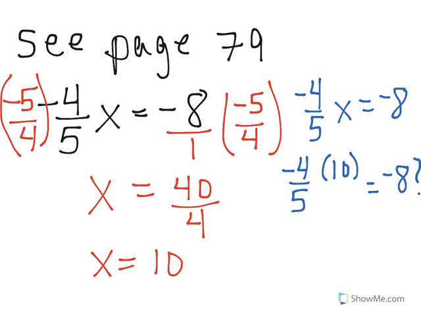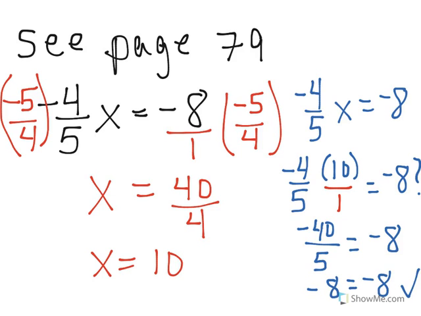So I need to recognize that the 10 is over a 1, so I can multiply with my fractions. So negative 4 times 10 equals negative 40, and 5 times 1 equals 5. So negative 40 divided by 5 is negative 8, which equals negative 8, so this checks.